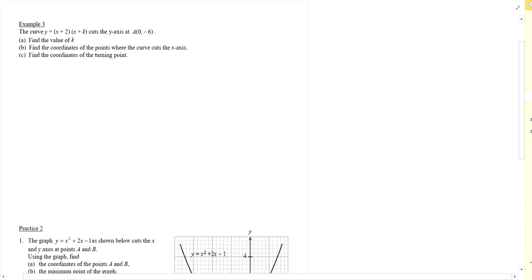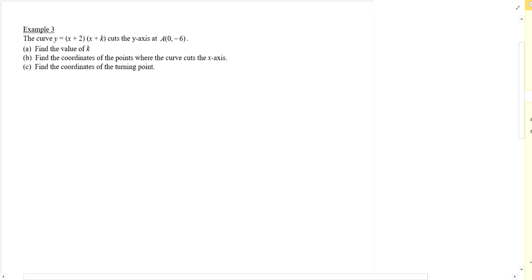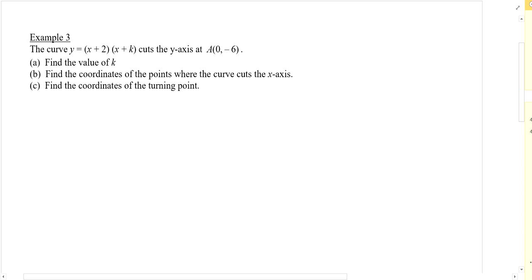This is a video on chapter 4, part 2, the last few questions for the notes. So for the first one, we've got a curve y equals (x + 2)(x + k) cutting the y-axis at the following point, A (0, -6).